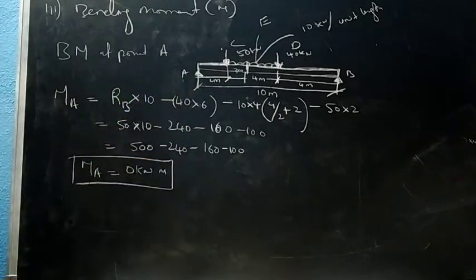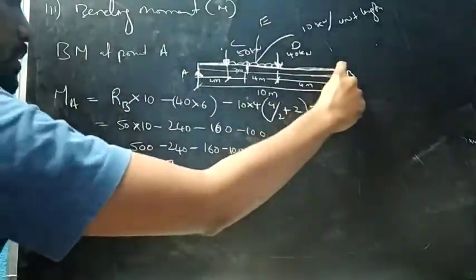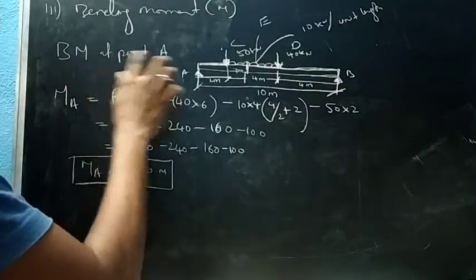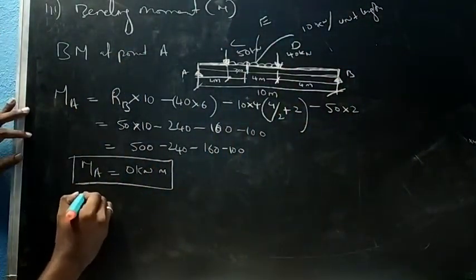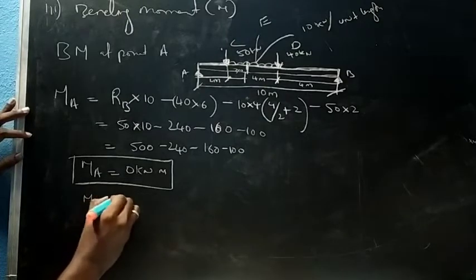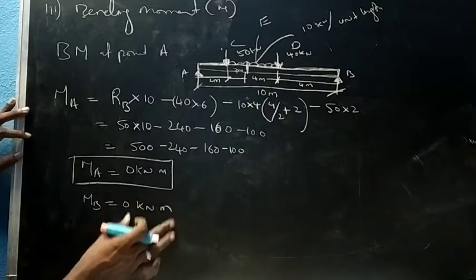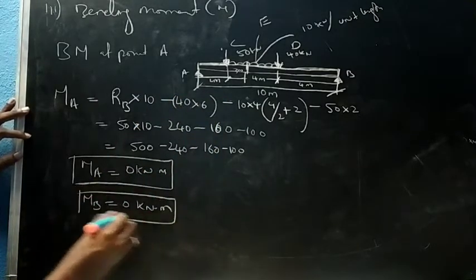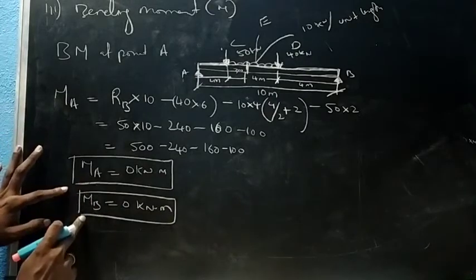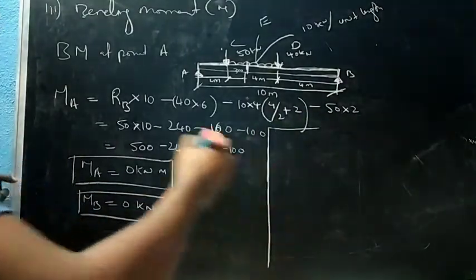So bending moment at B will also be 0. Why? For a simply supported beam, we know the bending moment at the supports is always 0, right? So no need to calculate bending moment at B. We will get 0 kilonewton. And what is the unit for bending moment? That is kilonewton into meter, right? This is for B. If you have any doubt, you can check it out.